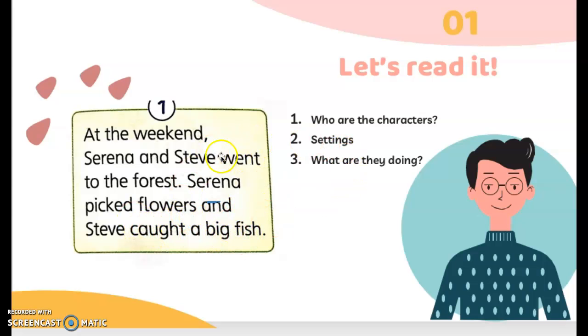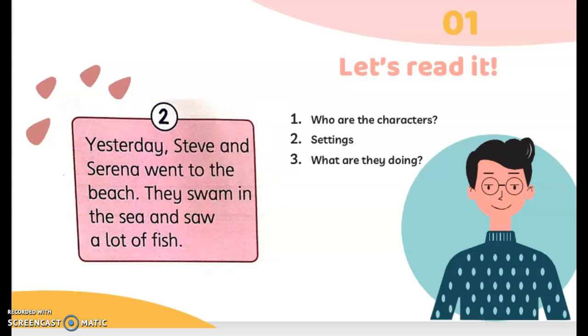Looking at this sentence, you have to identify who the characters are. It is clearly stated here: Serena and Steve. Where are they? They are at the forest. And what are they doing? Serena was picking up the flowers while Steve was catching a big fish.